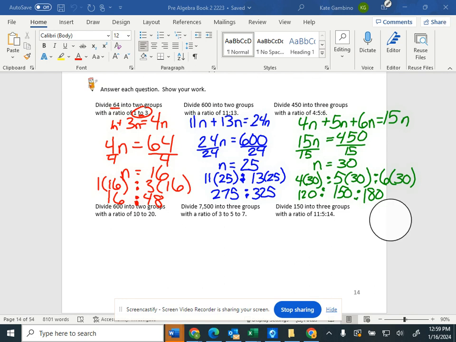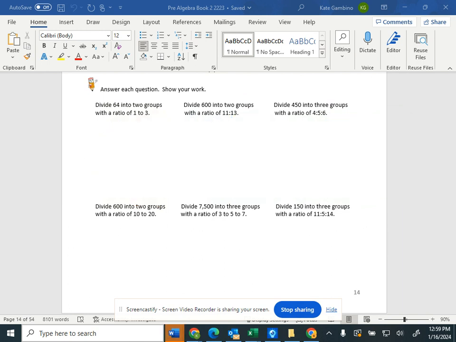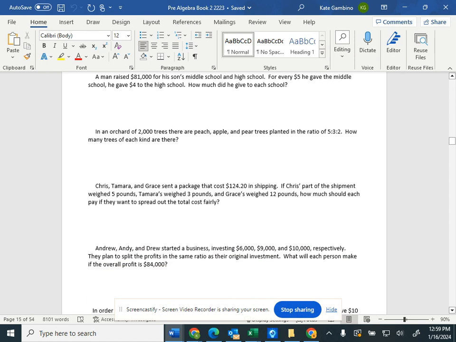All right, let's look at our second page. You're going to finish this page off yourself. Now it's word problems.